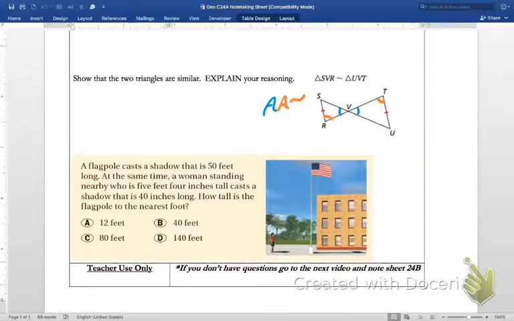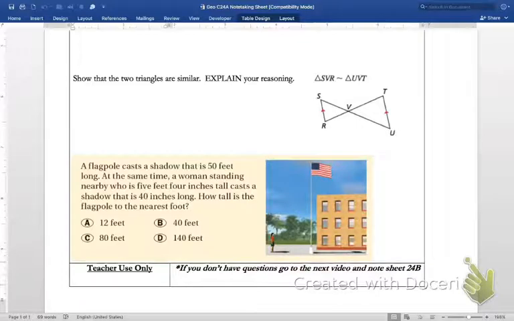Now last but not least, we have a shadow problem. And the sun casts shadows at the same angle. So imagine on this particular item we have a sun right in here, and it's casting shadow down. Top of the flagpole, top of the person right here. Kind of a little bit hard to see. And what we want to do is figure out, in this particular example here, get rid of all this stuff.